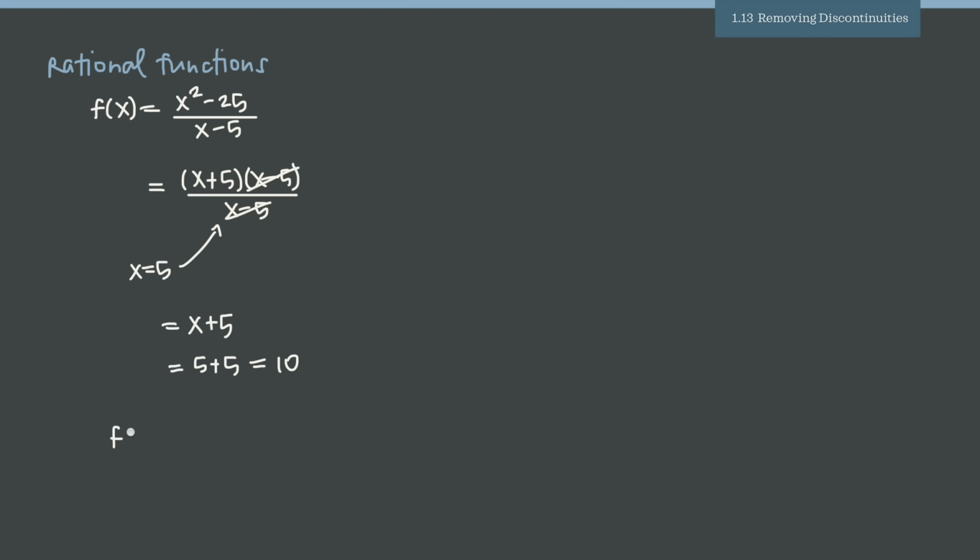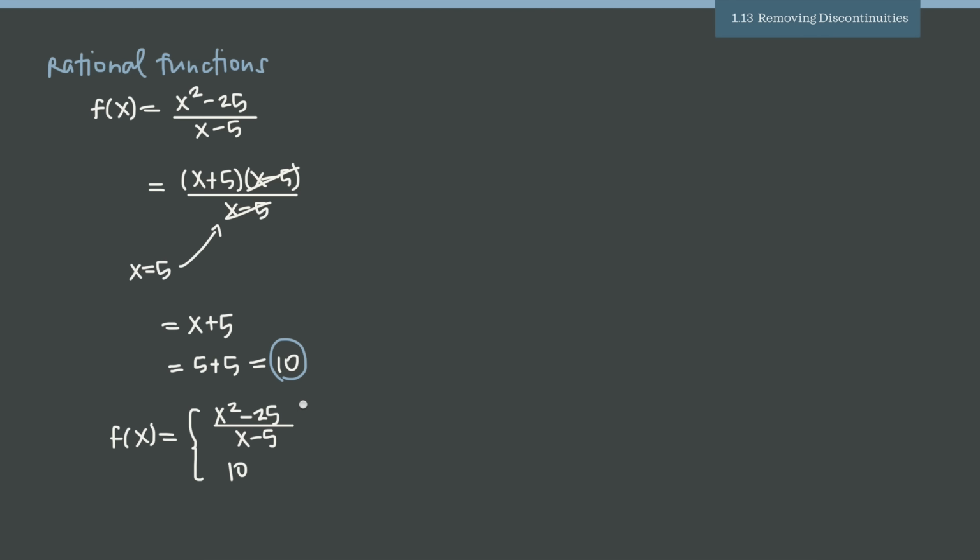So we say f of x is equal to, and then here we need two pieces. The first piece is the original function, so x squared minus 25 divided by x minus 5. And then the second piece is this value here that we just found, the value the function would take on if it didn't have a point discontinuity. So that's our second piece.